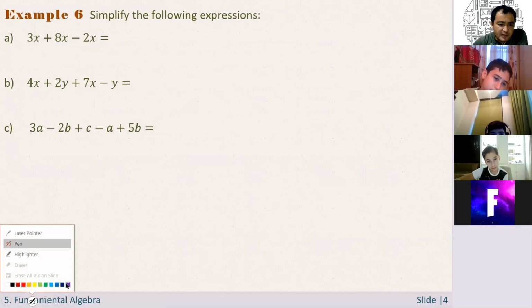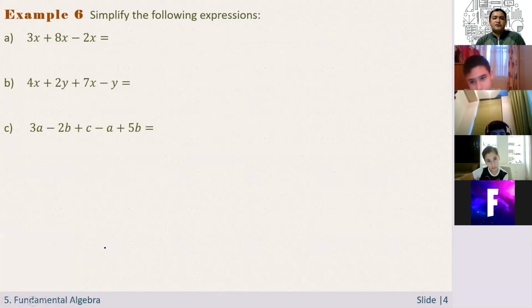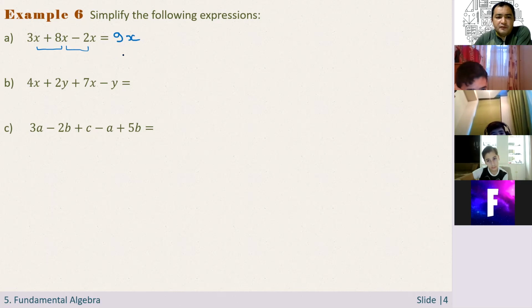Okay, Zubayda, it's your turn. Can you simplify question A? If possible, speak a bit louder. Zubayda, what is 3x plus 8x? 3x plus 8x is 11x. And 11x minus 2x? 11x minus 2x will be 9x. Very good. So we have just simplified this algebraic expression, right?